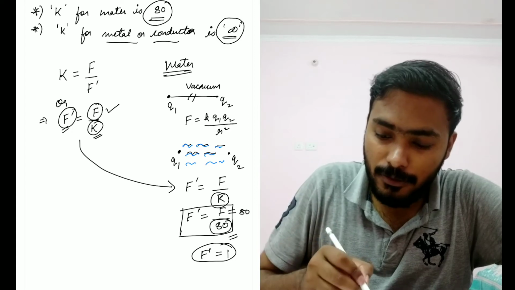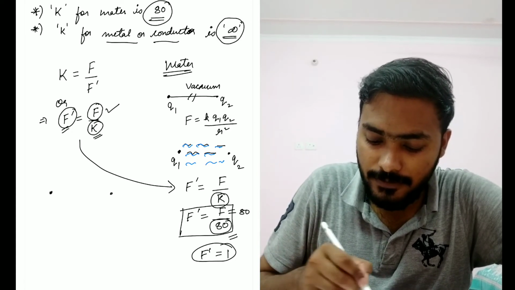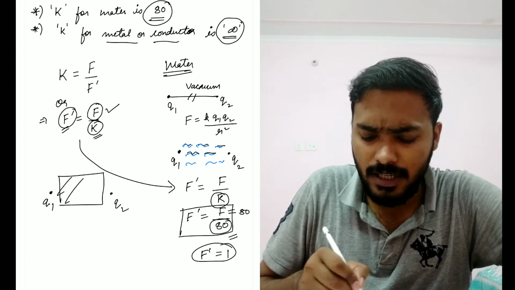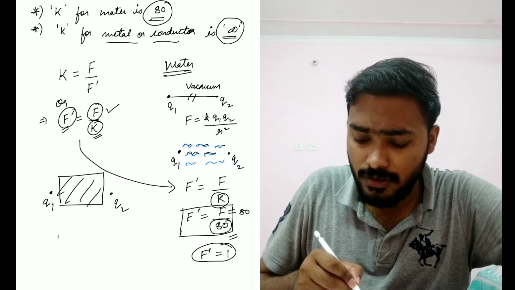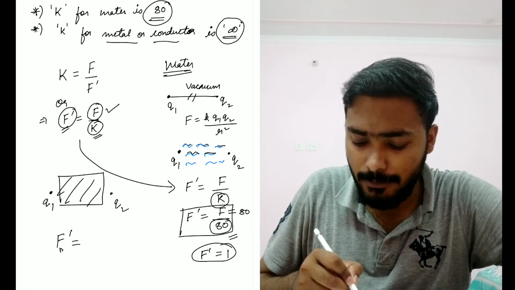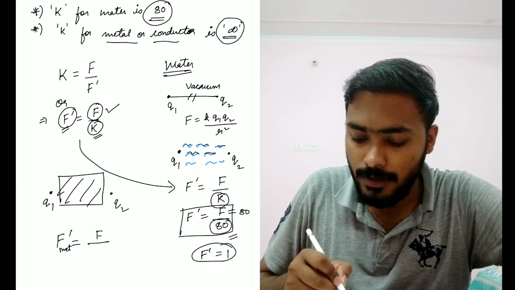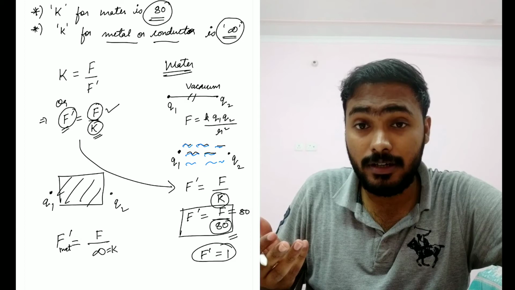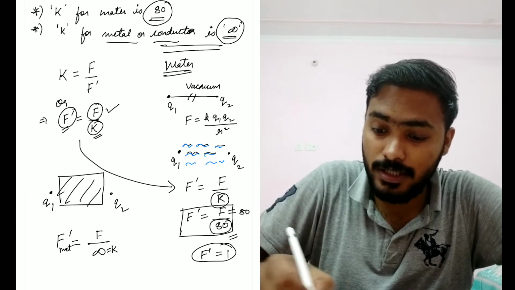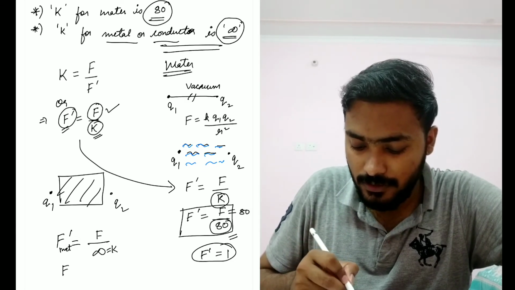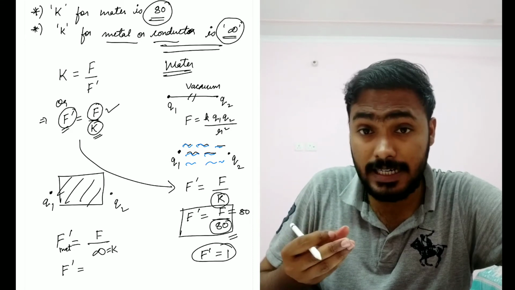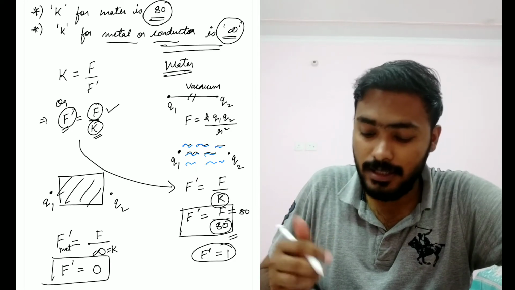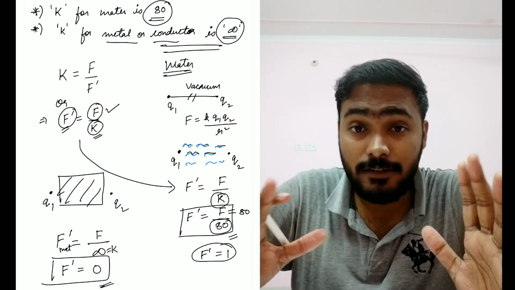Very similarly, if I talk now, instead of water, let's say a metal is introduced in between. If a metal is introduced in between, then what is going to happen? F dash, that is the force for metal, will be F upon infinity, because the value of K for metal or a conductor is actually infinity, which you guys can see over here. Yes or no? So the new force of interaction will actually be 0, because 1 upon infinity is actually 0, right? So I hope you try to get a feel of it, right?